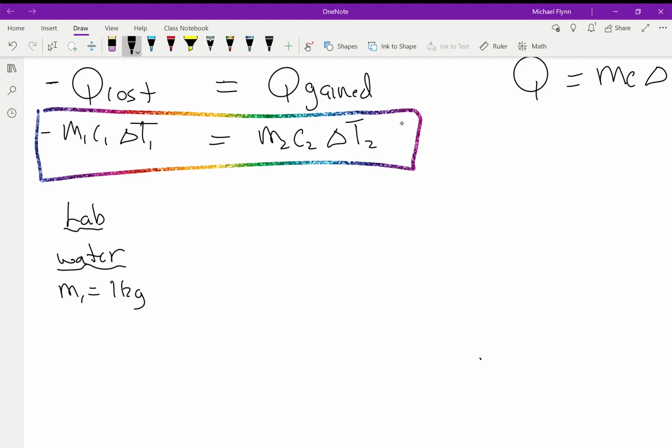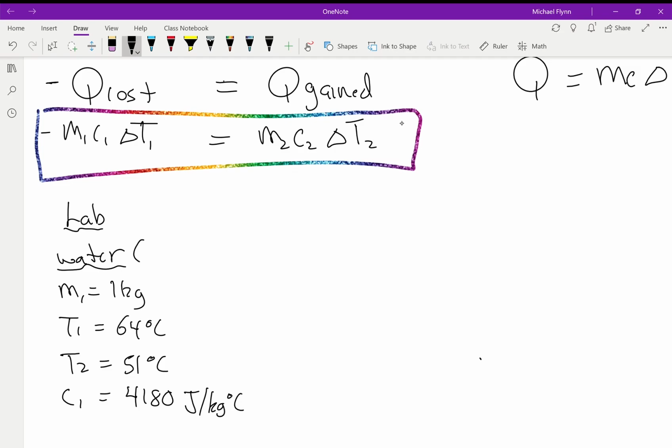I had T1 equals 64 degrees Celsius in the experiment. I have T2 equals 51 degrees Celsius. So the water cooled down because I put the cold metal in it, right? And the specific heat capacity of water, I already know it's 4180 joules per kilogram degrees Celsius, okay? Now this was the hotter substance to start with.